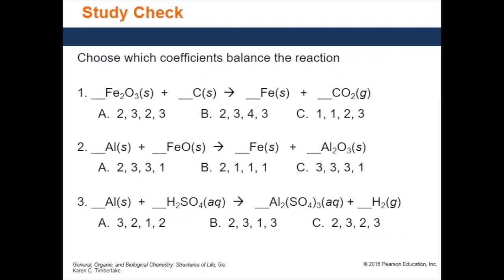So here are some more examples. Let's start with the first one. What we see here, iron oxide is reacting with carbon to produce iron and carbon dioxide.